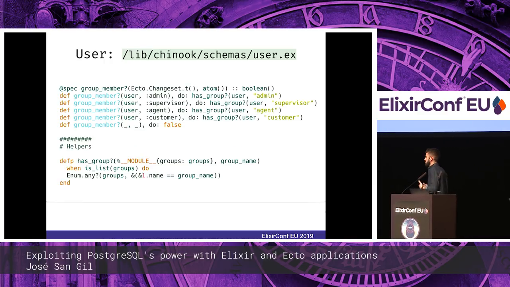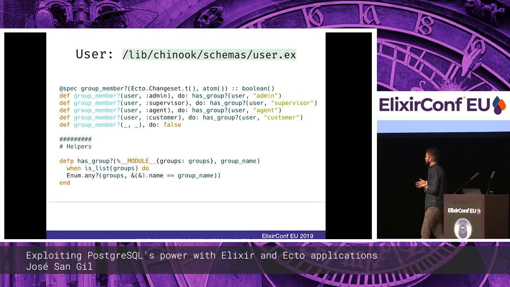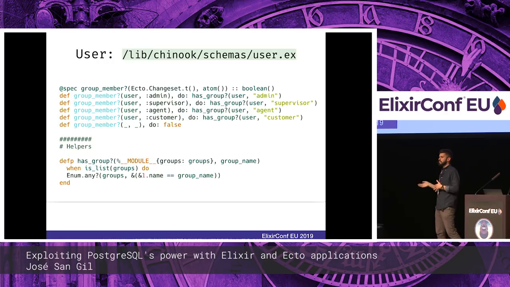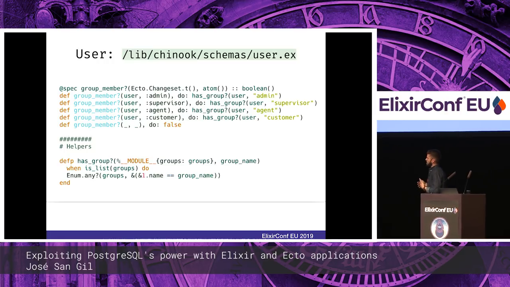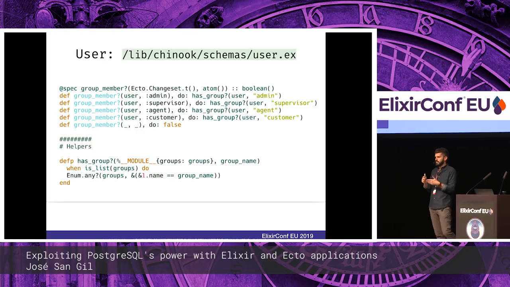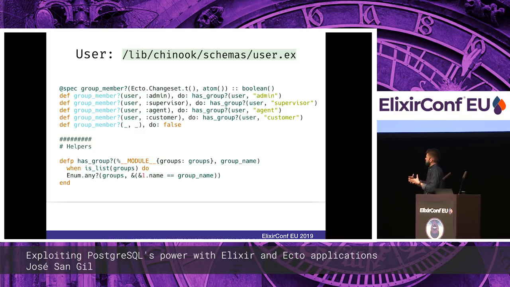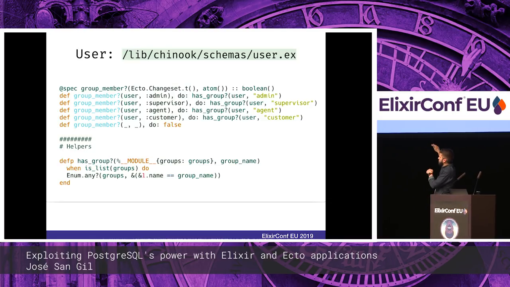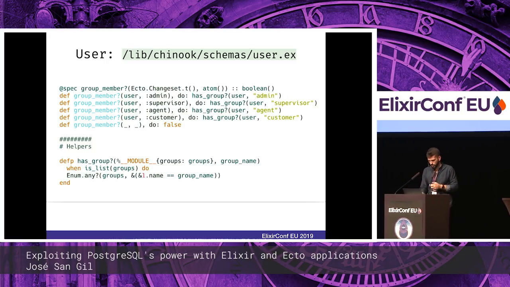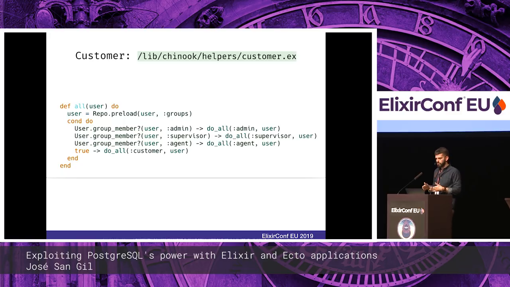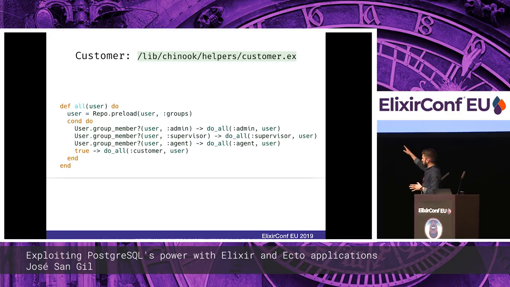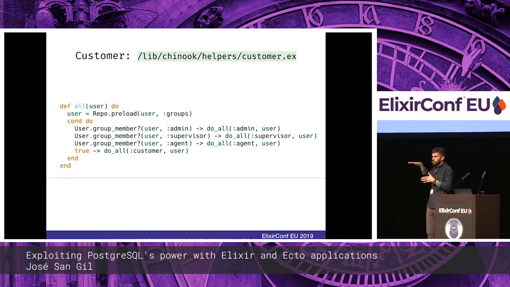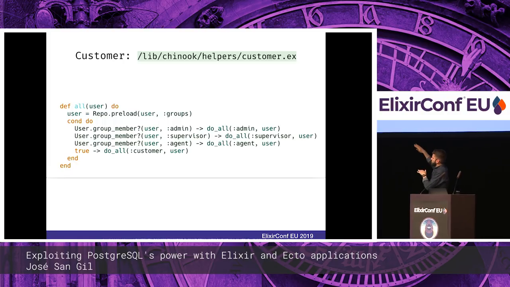Now I need to find a way to determine whether a user belongs to a certain group. Because that information exists within my user schema as an association, I'm going to define some helpers which make it easier to determine whether a specific user is a member of a group. And now I can modify my all helper function. I want to make sure that every time I call the all helper function, the first line preloads the group, because it's what I want to evaluate in this use case. And then I define some kind of priority.